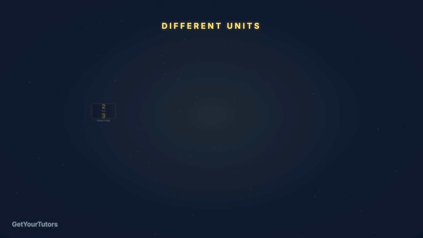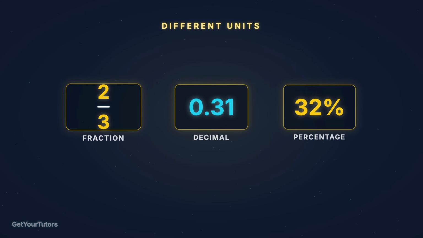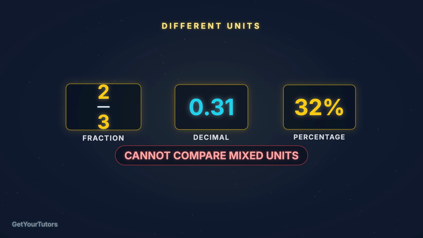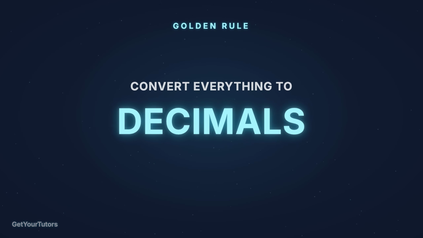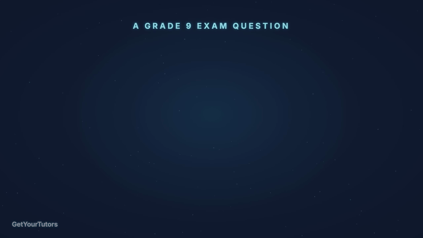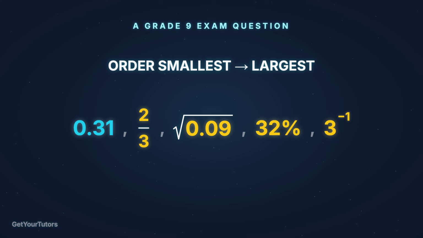In mathematics, fractions, decimals, and percentages are completely different speed units. You cannot mathematically compare them when they are mixed together. To correctly order them from smallest to largest, you must convert every single number into a decimal on your exam paper. Let us solve a brutal exam question.